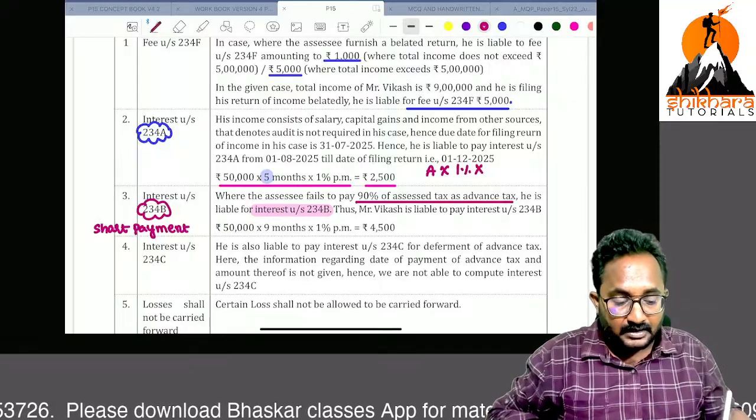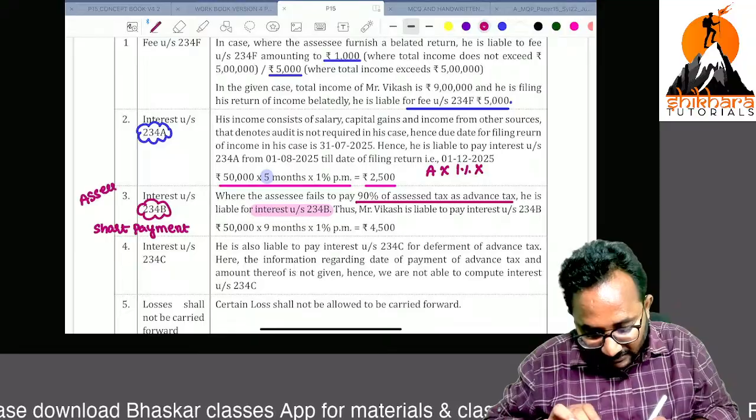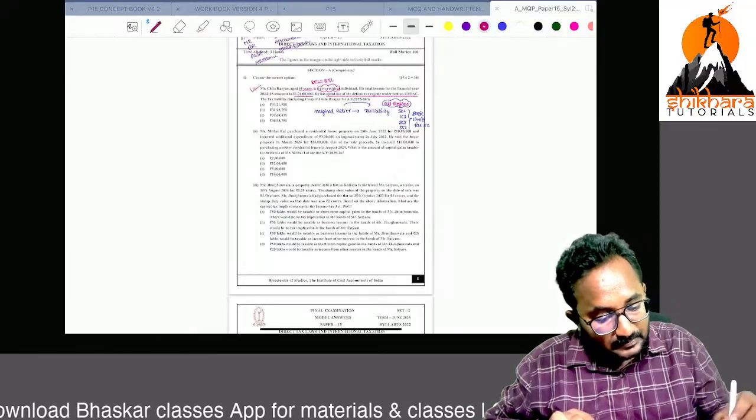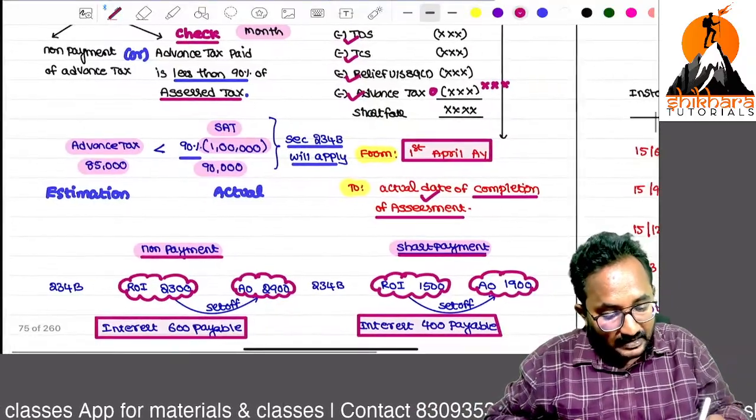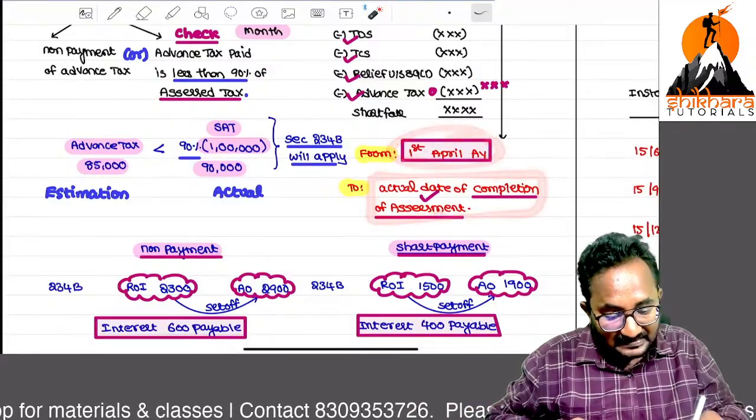Can you tell me who is calculating here, ma? SSE is calculating these things. What is that interest period? Interest period is from the first day of the assessment year to the actual completion of assessment, that is, the return of income.